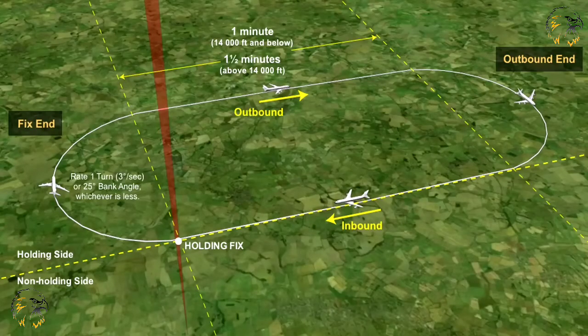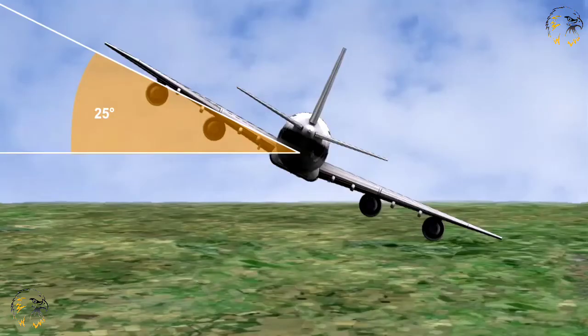The shape and terminology of a holding pattern is shown here. In flying the holding pattern, all turns are to be made at an angle of 25 degrees or at a rate of 3 degrees per second, a rate 1 turn, whichever requires the lesser bank.